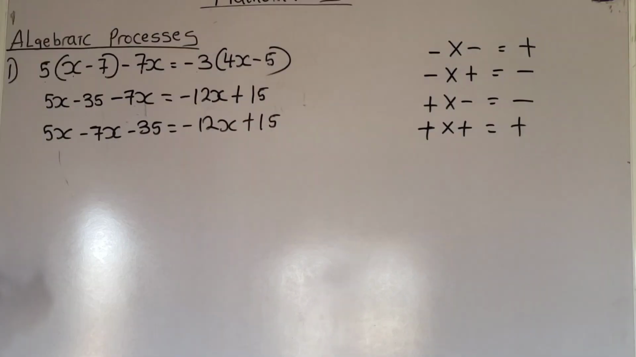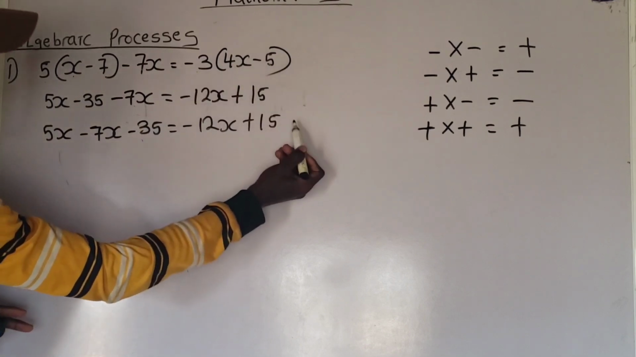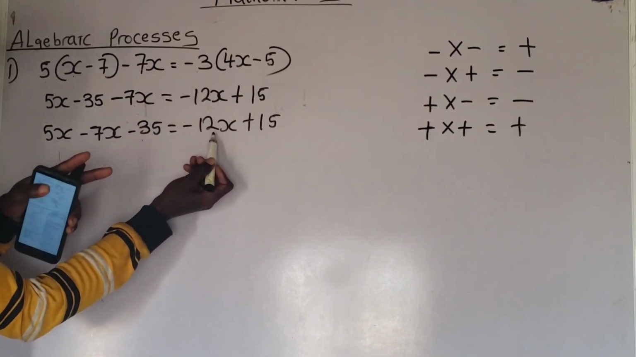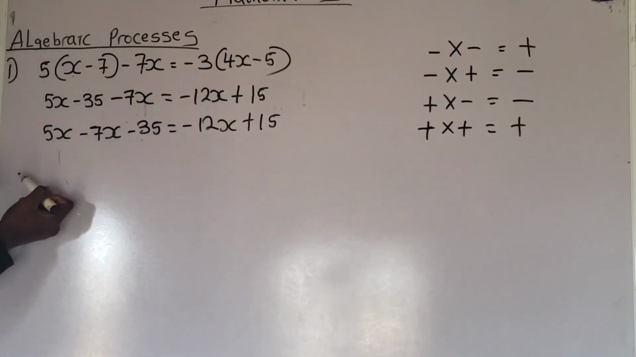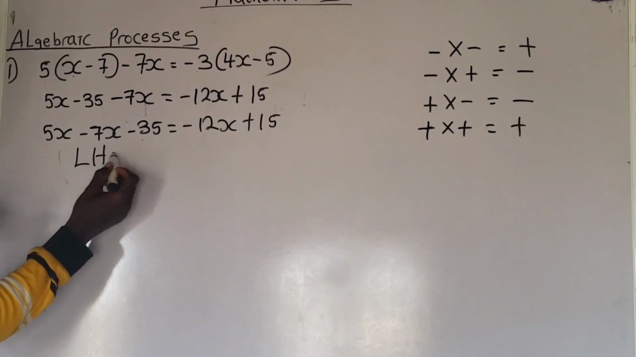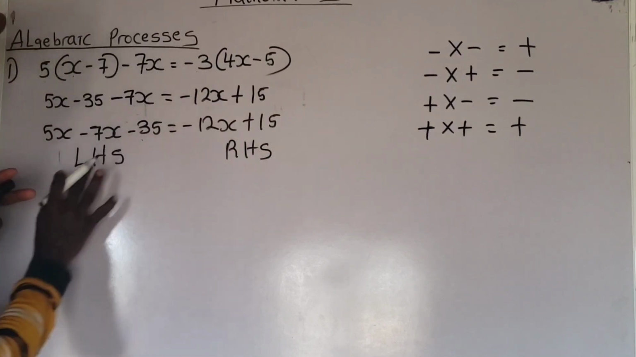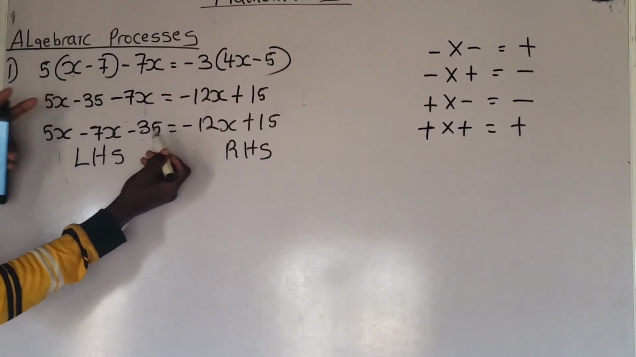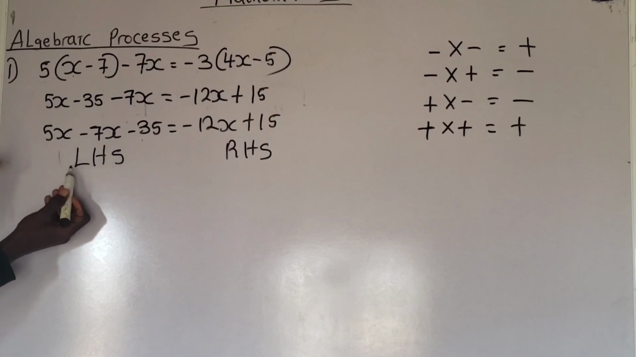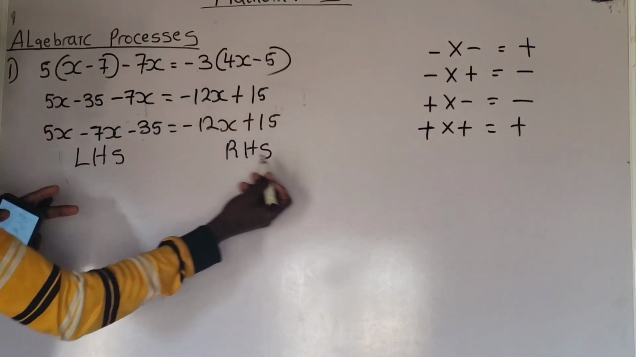Do you understand? So I'm going to move this negative 35 to the other side of the equation. Then I'm going to move this negative 12x to the left hand side of the equation. Do you understand? This is the LHS, left hand side, and this is the right hand side. This side before the equals to sign is what? LHS, and the side after the equals to sign is what? Right hand side. You understand?